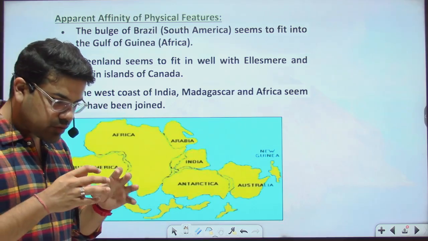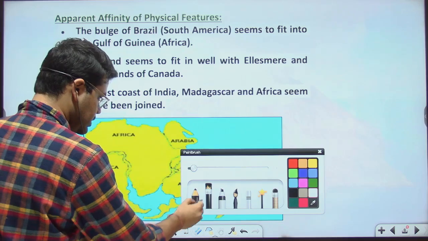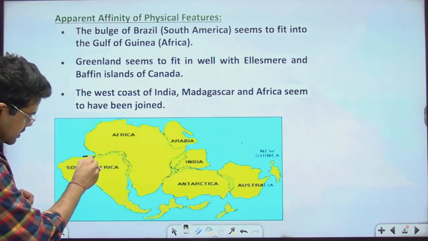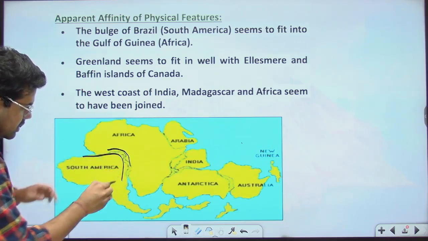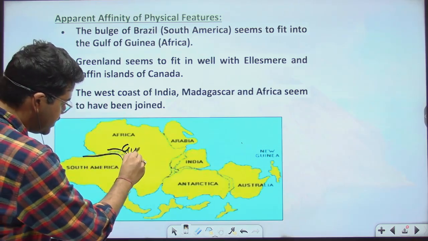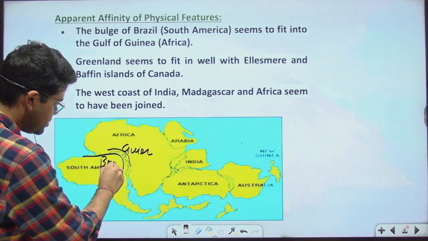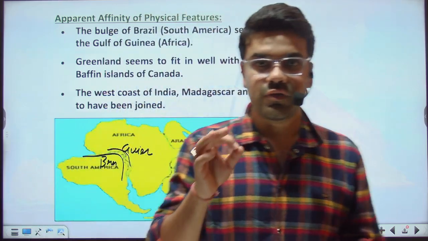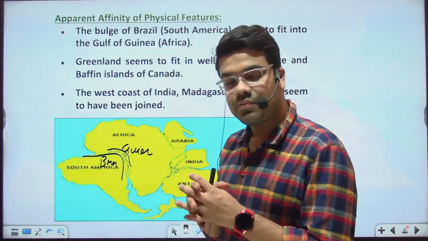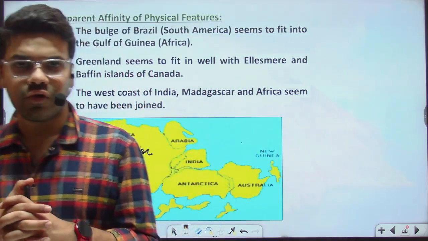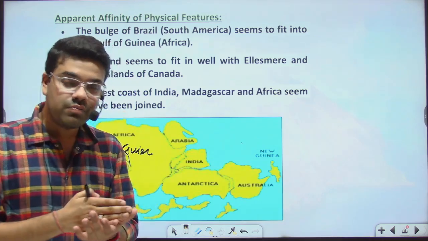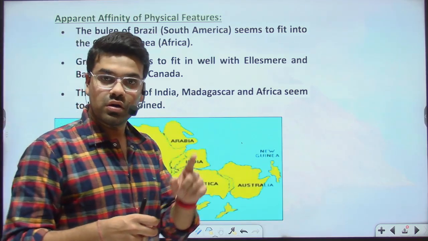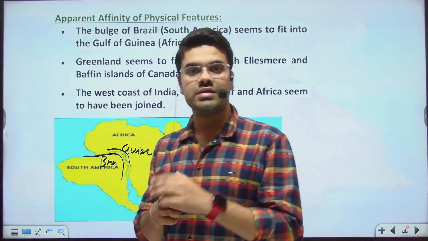Okay. If you see Gondwana land, if you just fix the continents, the bulge of South America with the depression of Africa, this is the Gulf of Guinea, and this is the region of Brazil. They fit each other like puzzles. Exactly, the continents were not fitting like puzzles because of erosional features of air, water, wind, but approximately 1,000 meters beneath the continent, they were easily getting fixed. So it shows that Gondwana land must have existed.